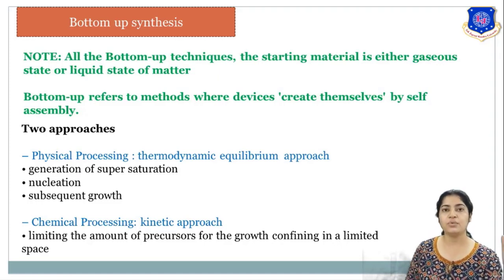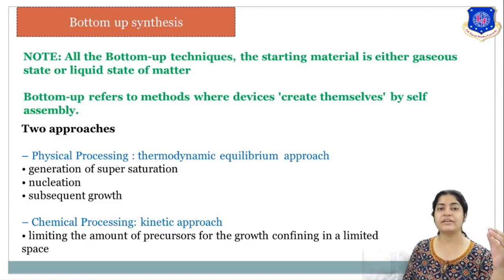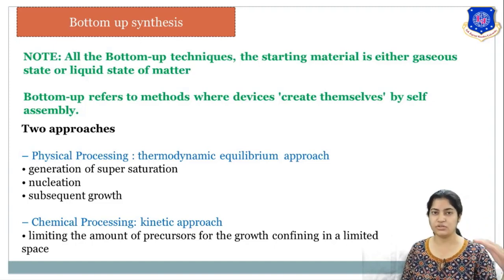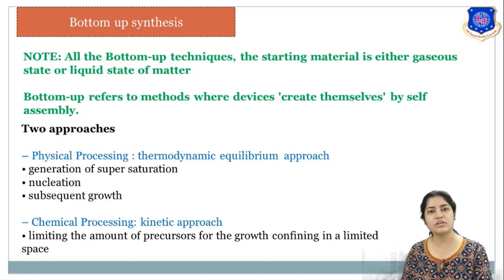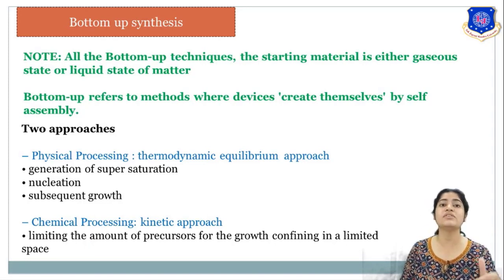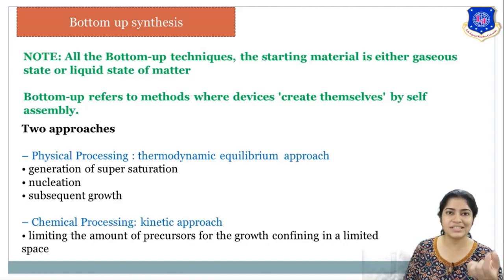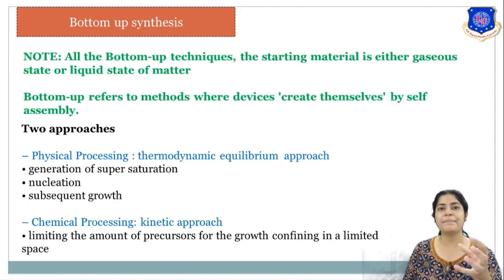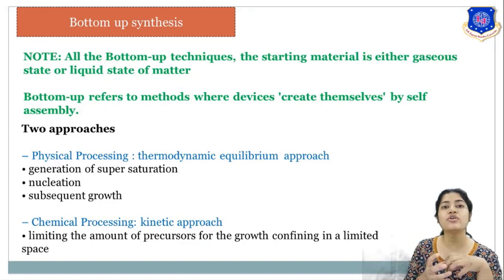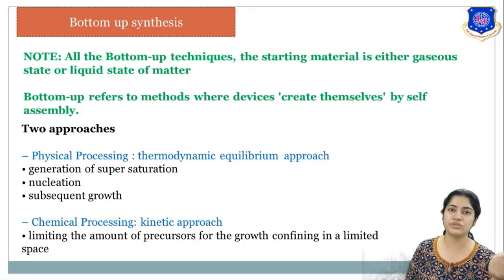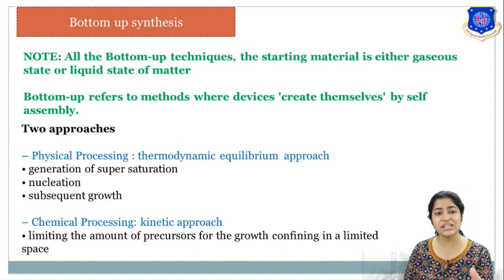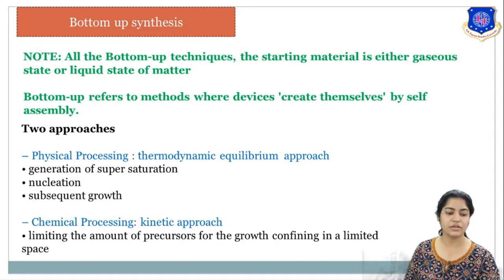Supersaturation means what? Try to relate it with crystallization. Your solvent has a certain amount of solute, but if you increase the concentration of solute, it is called supersaturated. Then the nucleation process starts. The seeds of your solute form, as the solute tries to agglomerate together, so that is your nucleation. And then on those seeds, subsequent growth happens.